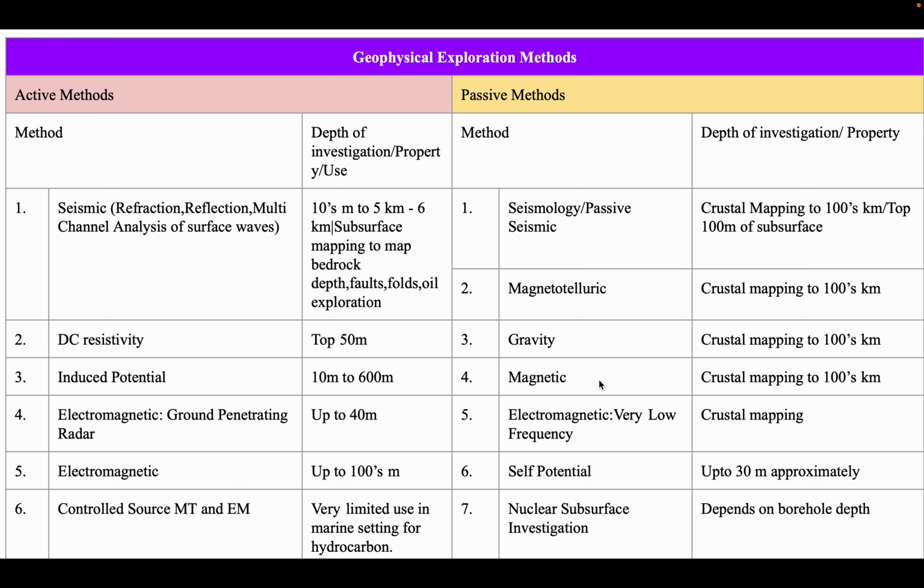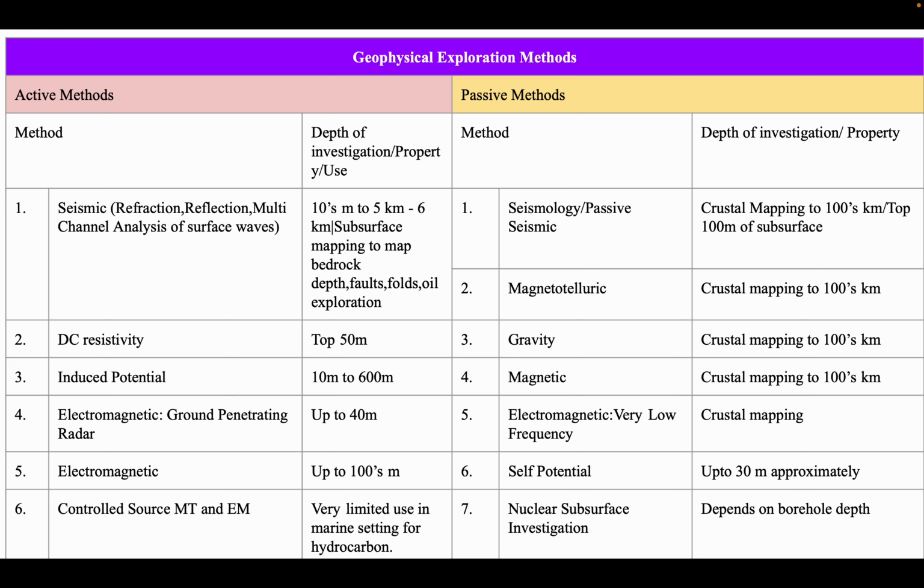Magnetic anomaly study is done using magnetic methods, and I already gave you an example as well. Okay, then we have the electromagnetic very low frequency method. Again, it is used for crustal mapping. We have got the self potential method, which is used to map natural electrical potential variations due to groundwater flow or mineral deposit, or maybe some other subsurface process.